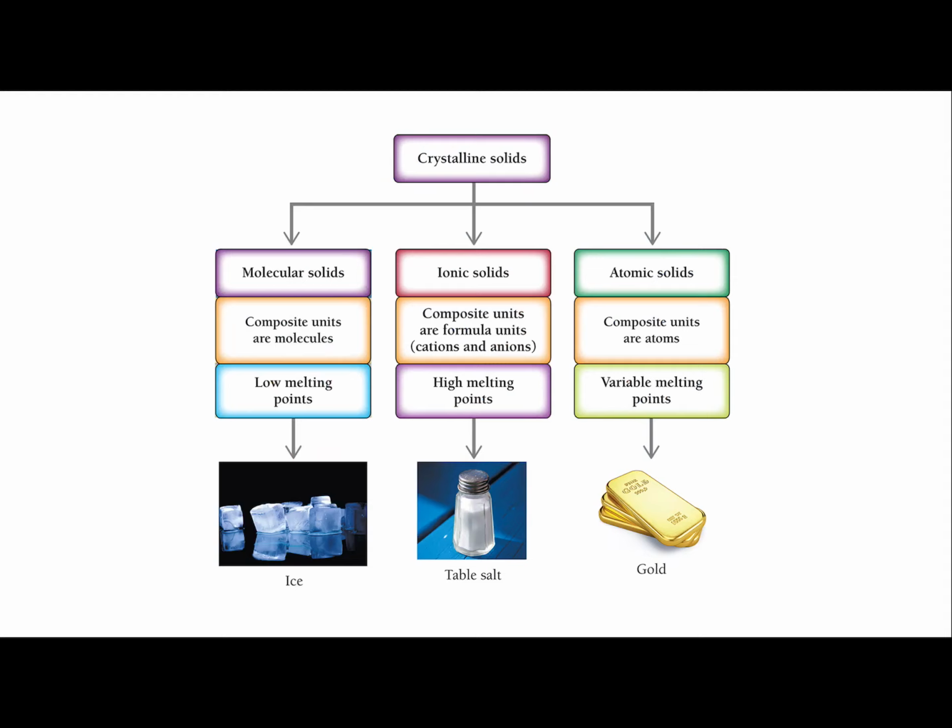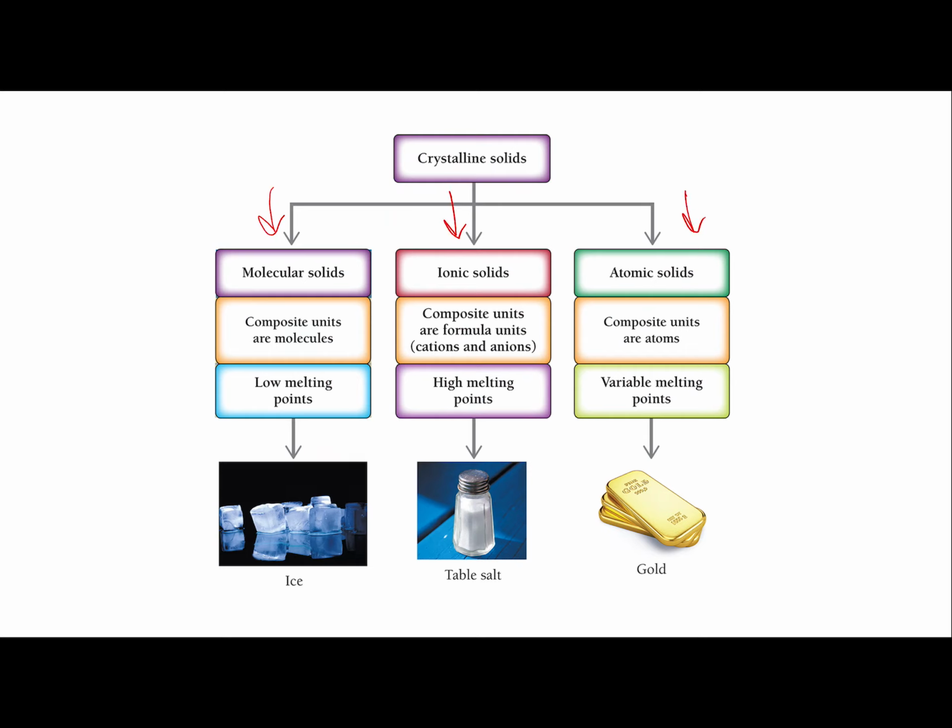About solids, let's talk about solids a little bit. Solids can be crystalline, which is a well-ordered array of atoms or molecules. Crystalline solids can then be divided into a couple of other categories. So we mentioned solids can be amorphous or they can be crystalline. As far as crystalline solids go, there are three types: the molecular types, the ionic types, and the atomic types.